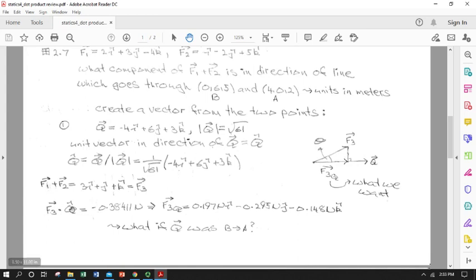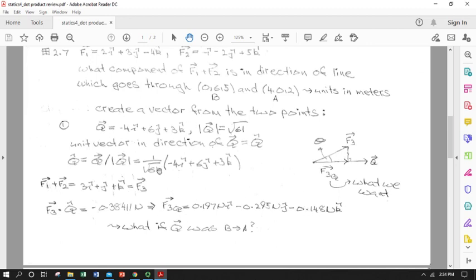So I did f3 dot q hat algebraically, so I multiplied 3 by negative 4 divided by square root of 61, and then I added that to 1 times 6 divided by square root of 61, and then I did 1 times 3 divided by square root of 61, and I ended up with this. One of these might have been a little bit different. So distribute that back over my original f3, and this is the actual vector expression for the portion that's parallel.